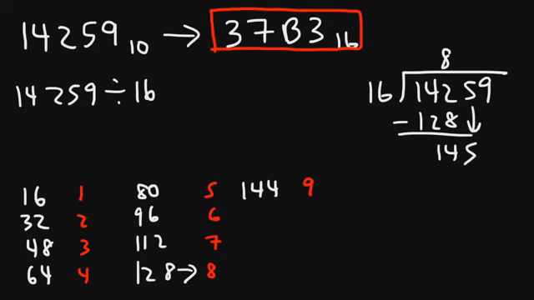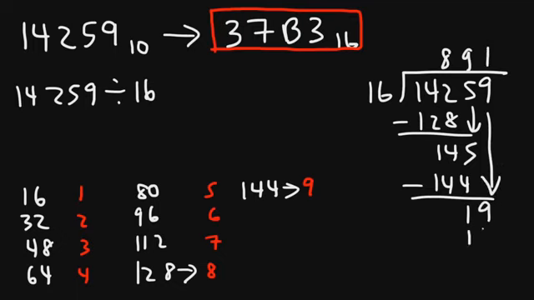Now, 16 goes into 145 9 times. 16 times 9 is 144. And so we have a difference of 1. 16 goes into 19 one time. And so we get a remainder of 3. So this becomes 8, 9, 1, remainder 3.